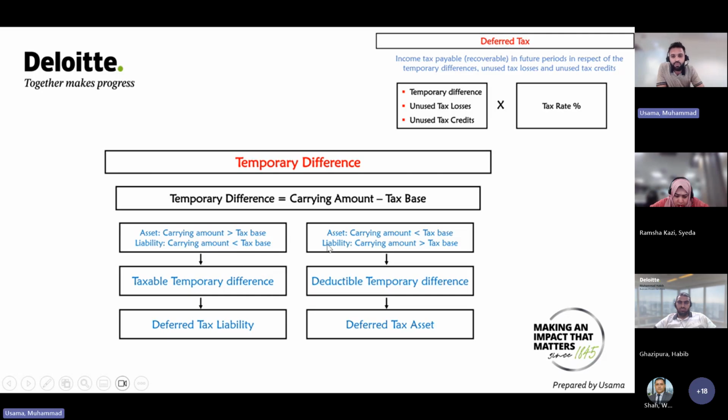We will do some practice questions later, so it will be helpful for determining whether it is a deferred tax asset or deferred tax liability. Likewise, we have the deductible temporary difference. It is vice versa of this equation. Here the carrying value is less than the tax base, so it is a deductible temporary difference, and it will result in a deferred tax asset. Any questions so far?